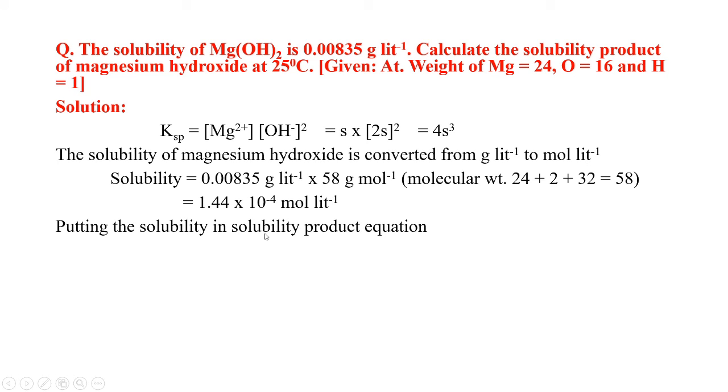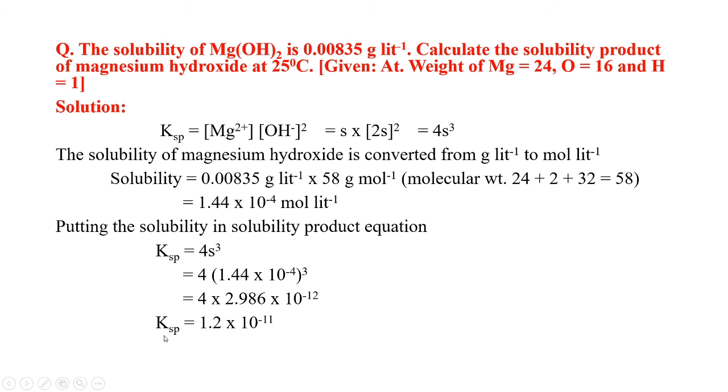So putting this solubility in the solubility product equation, KSP is equal to 4S cube. Here, 4 into S value, solubility 1.44 into 10 raised to power minus 4, cube. So 4 into 2.98986 into 10 raised to power minus 12. So finally we get the solubility product of magnesium hydroxide is equal to 1.2 into 10 raised to power minus 11.